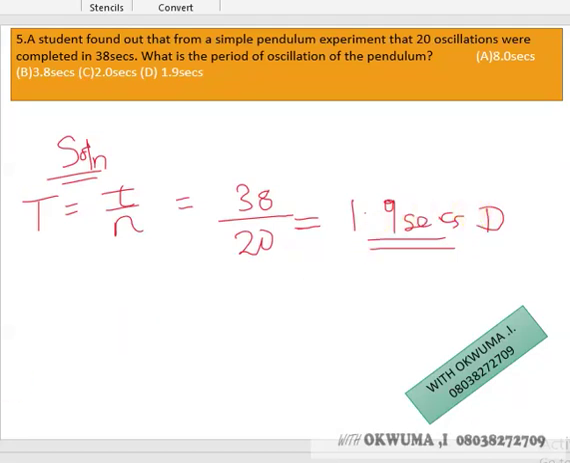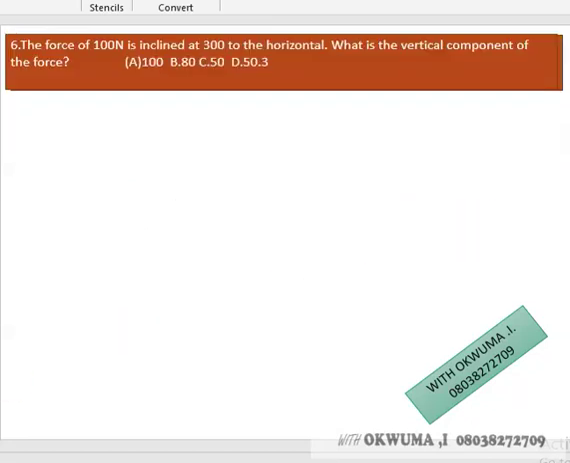The next question, probably the last for now. A force of 100 Newton is inclined at 30 degrees to the horizontal. What is the vertical component of the force? Now, this force is inclined at what? 30 degrees to the horizontal.